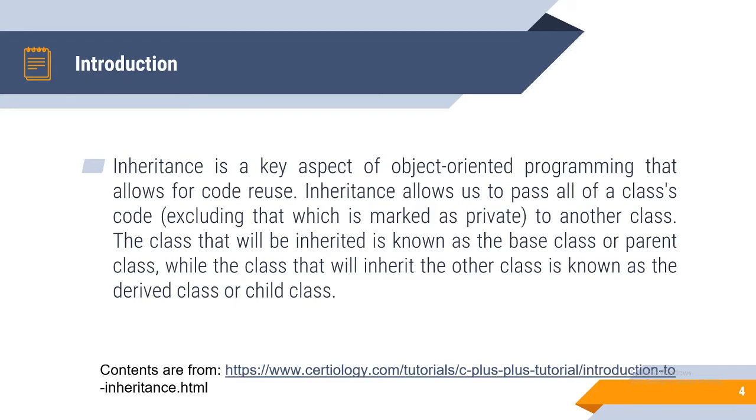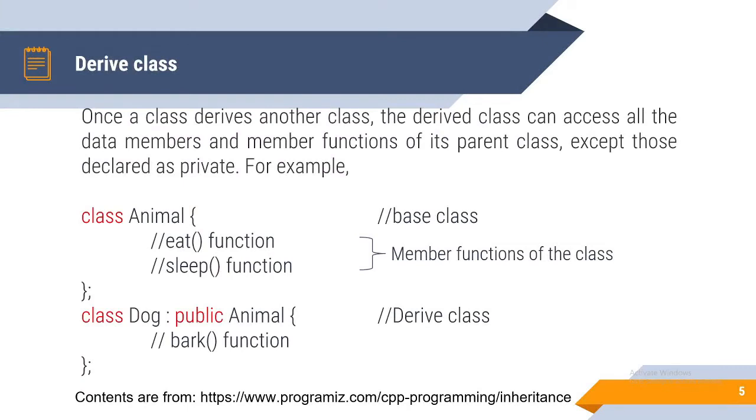So let us give you a sample of how a derived class works. Once a class derives from a class, the derived class can access all the data members. As I have said earlier, whatever class members, the data members of the base class, can be inherited by the child class or the derived class, except those declared as private. If there are data members inside the base class which are private, then that data or that member cannot be accessed by the derived class or child class. I hope you will understand that one.